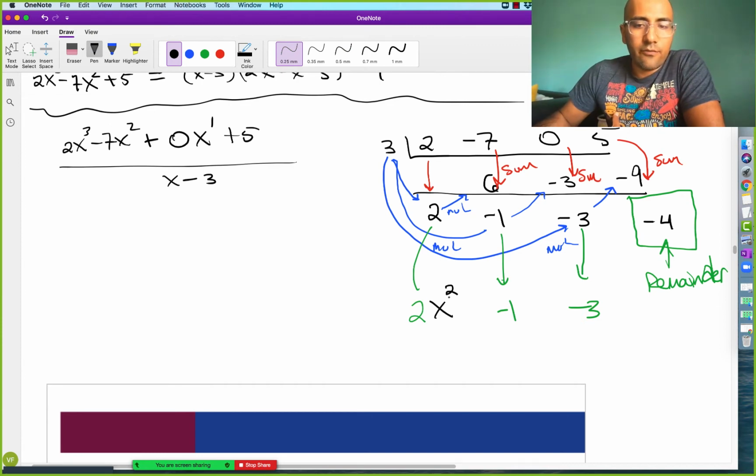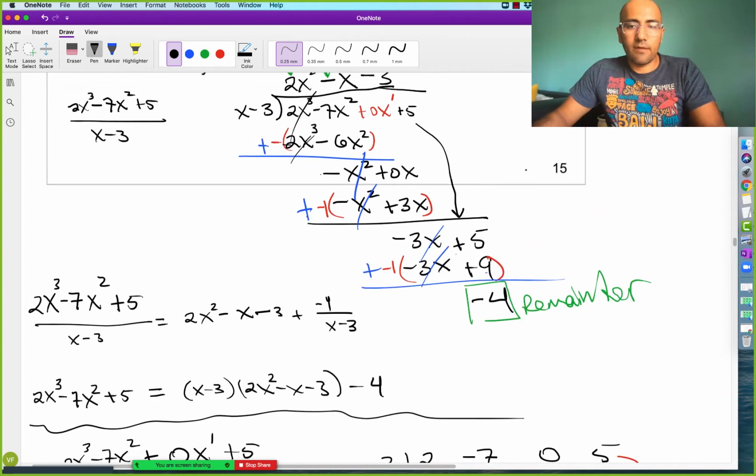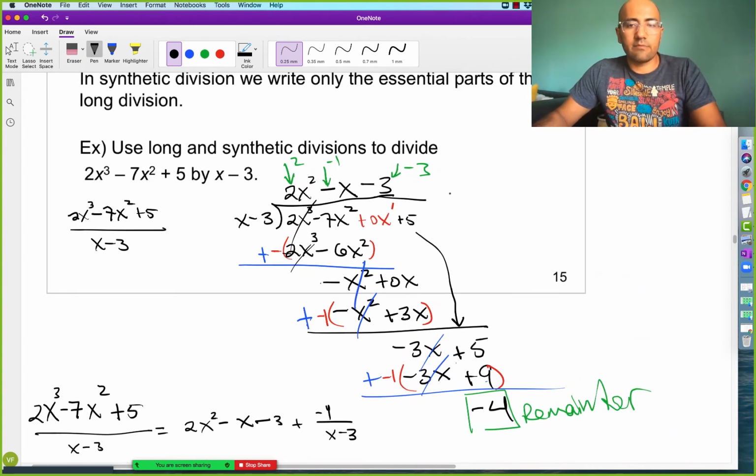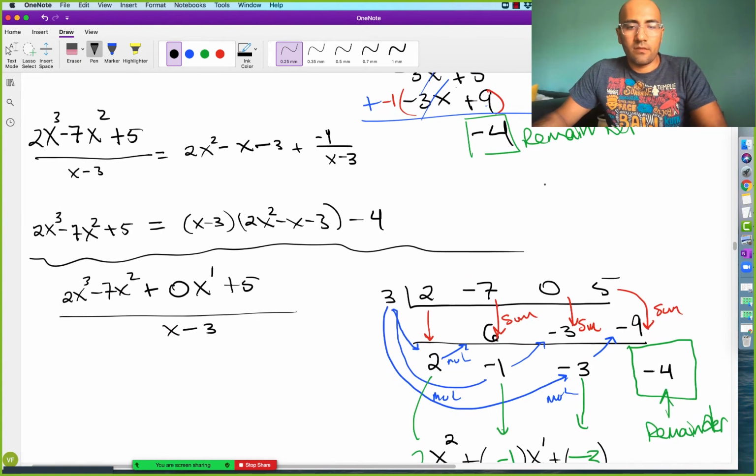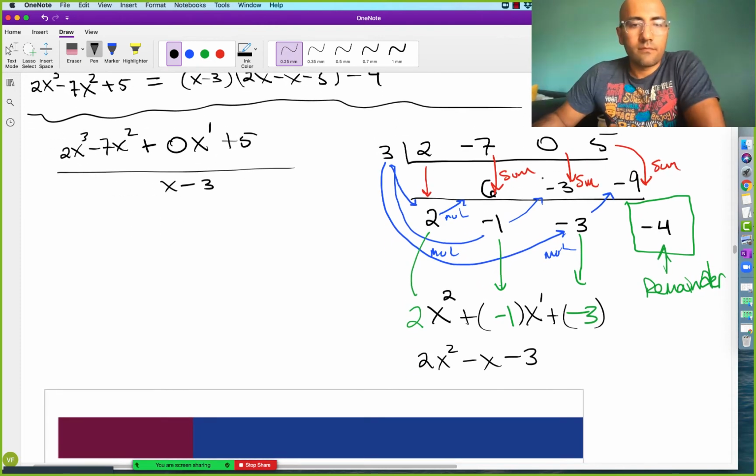So I know I start off with a 2 because this thing was a 3. If this was a 5, I'd have a 4 here. And then you have a countdown that happens. So it's going to be this plus this times x to the power of 1 plus this. We can simplify it as 2x squared minus x minus 3, which is what our quotient is, I'm sorry, not dividend. 2x squared minus x minus 3. Good. Any questions?